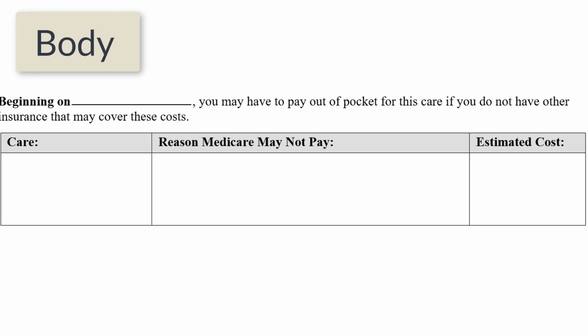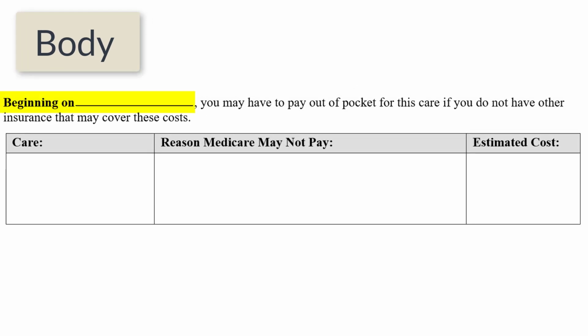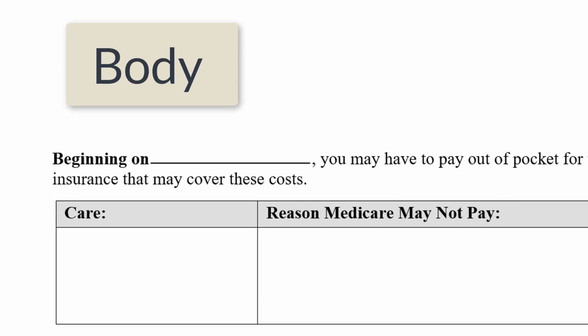This section includes the start date for the non-covered care, what care will be provided, and the reasons Medicare may not pay. Enter the estimated cost of the corresponding care that may not be covered by Medicare. This is a good faith estimate of the cost of the non-covered care provided. WPS has recently noted insufficient information in these sections, specifically in the care section.